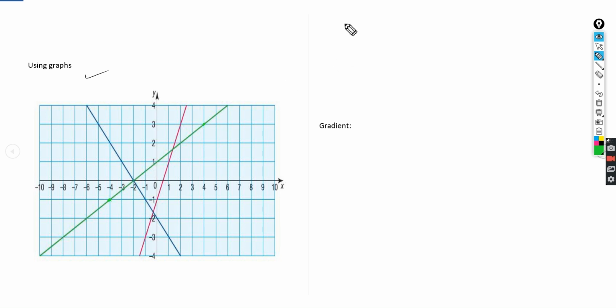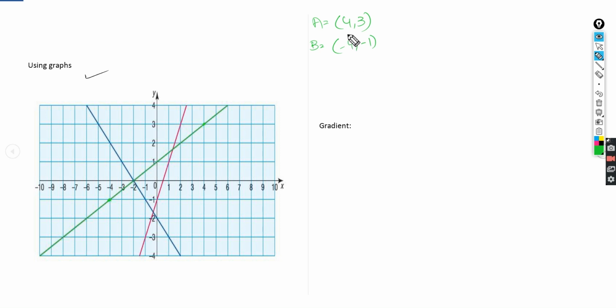Let's take 1 point as this and 1 point as this. If we take this point, it would be 4 and 3, and if we take this point, it will be -4 and -1. Sorry, my bad. Remember, x-axis comes first, y-axis comes later, right? So let's say this is point A and this is point B.